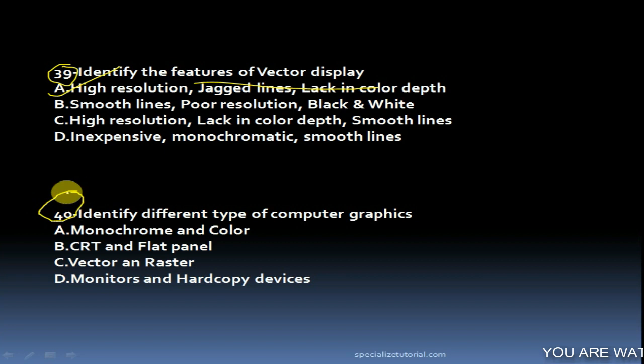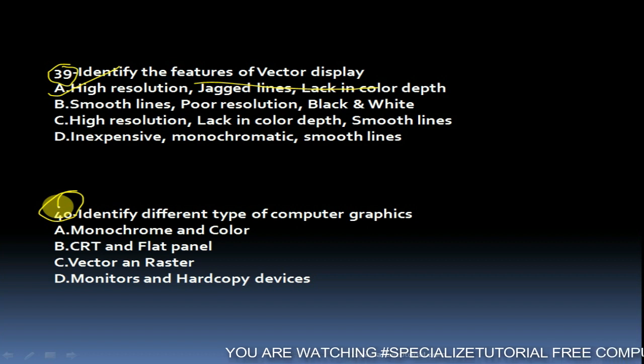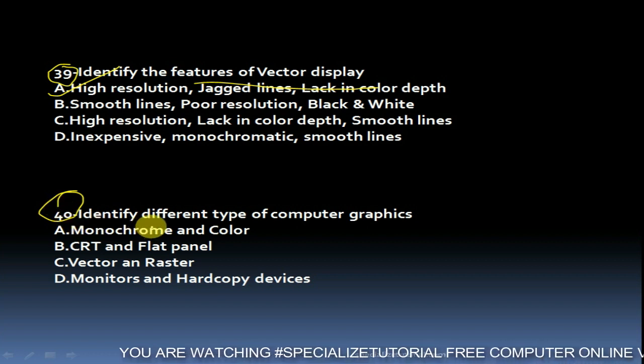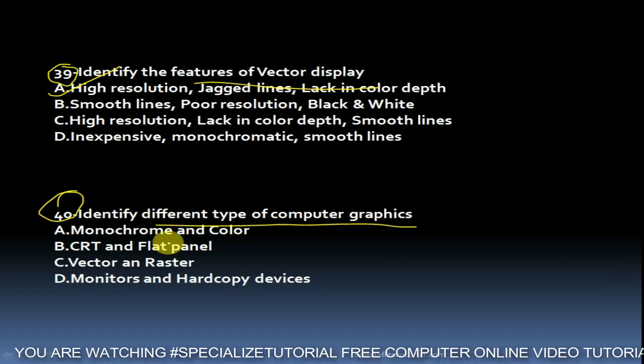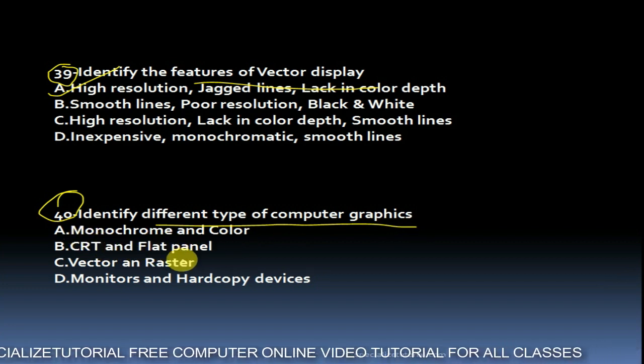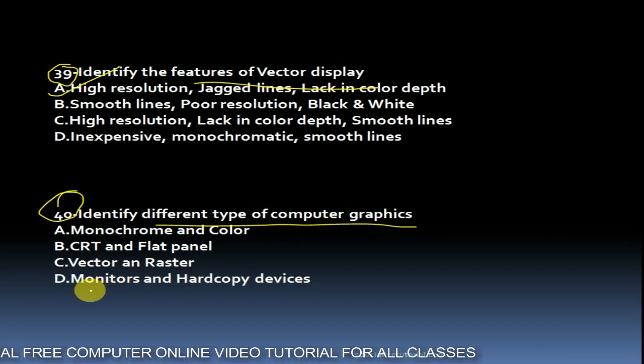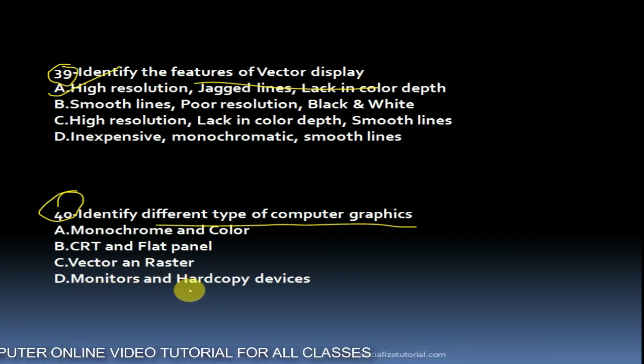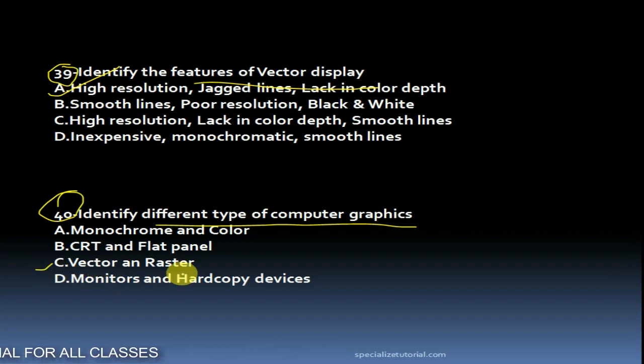Now take the last question of this MCQ. Question number 40. Identify different types of computer graphics. The options are monochrome and color, CRT and flat panel, vector and raster, and monitor and hard copy device. So basically, see, vector and raster.